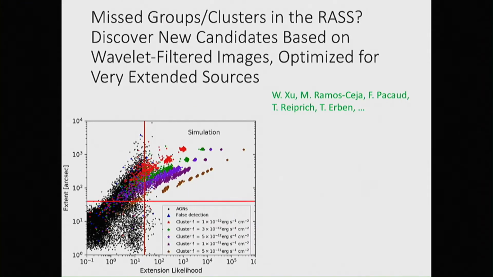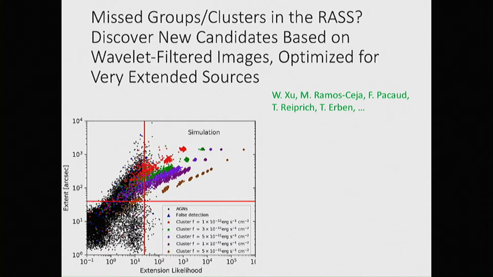Now, if we say that, then maybe we should also check whether that's actually true. So we reanalyzed the ROSAT All-Sky Survey with a source detection algorithm that is optimized for very extended sources. And when I say we, the primary person doing that is Wei Shu. But before touching the ROSAT All-Sky Survey, she did lots of simulations, so that's also all simulated data.